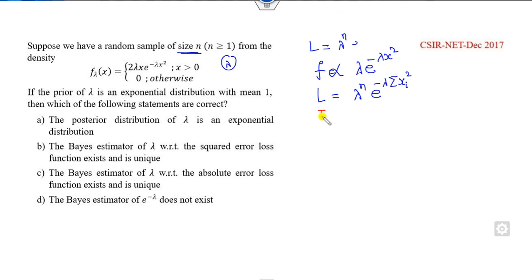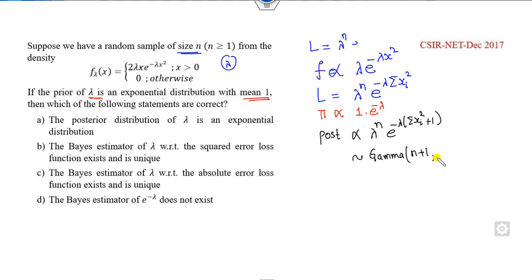Fine. What is the prior? Prior is given to be the exponential distribution with mean 1. So it's 1 e raised to power minus of this. Then you can find the posterior. So you can multiply them. It will be lambda raised to power n, minus is common, it is sum of xi square plus 1. Do you identify which distribution it follows? It again follows the gamma distribution with parameters n plus 1 and sum of xi square plus 1. Fine. Then the posterior distribution is an exponential distribution. That's wrong because it's a gamma distribution.